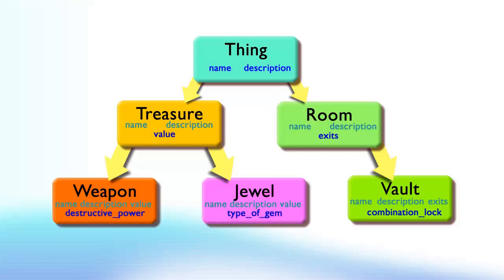And now, with all these classes to choose from, my program can create objects based on all these different types of class blueprints. Thing objects, treasure objects, weapons, jewels, rooms, and vaults.